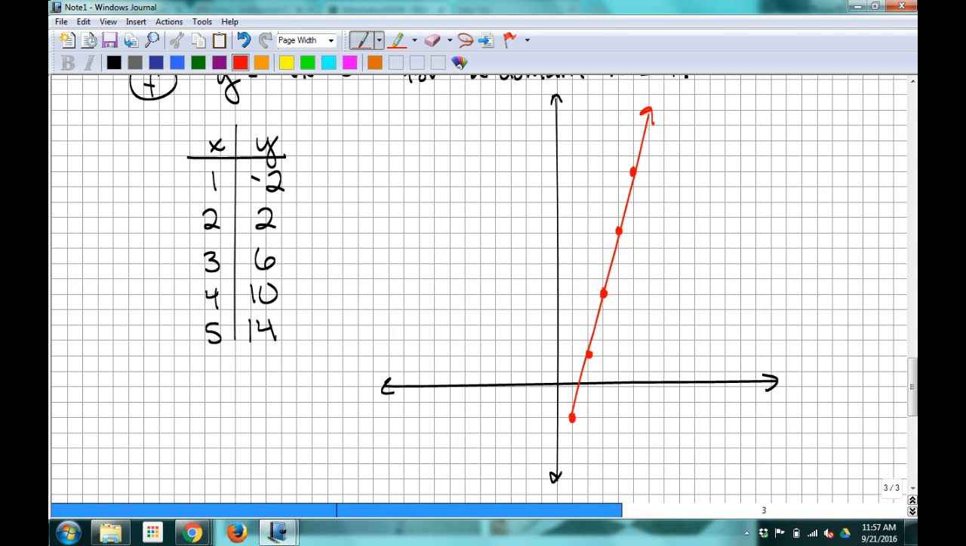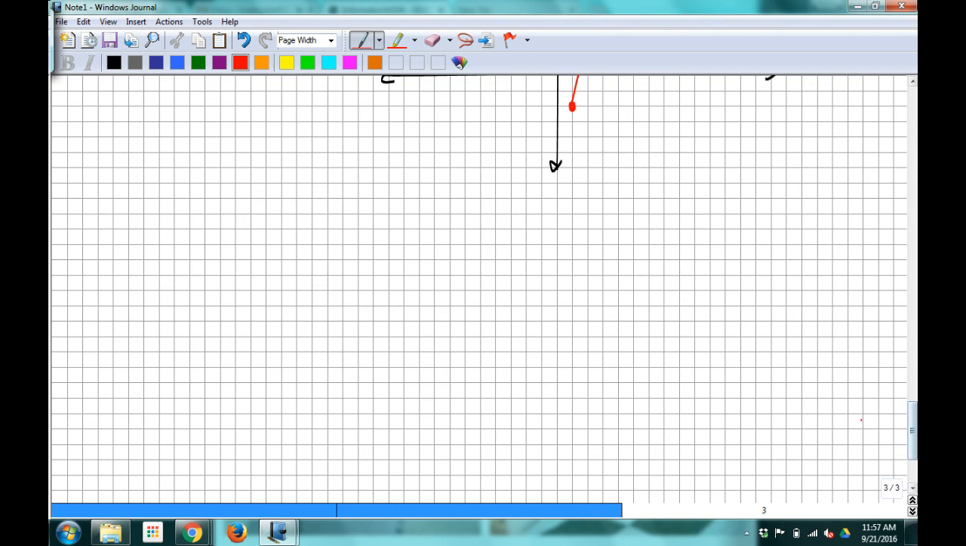All right. Let's do one more that's at a restricted domain before we go to lunch. Let's say it's y equals negative 2x plus 5 for domain negative 2 is less than or equal to x is less than or equal to 4. This one's a little bit more restrictive.